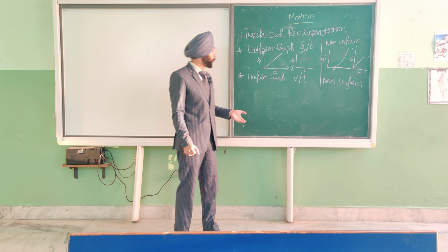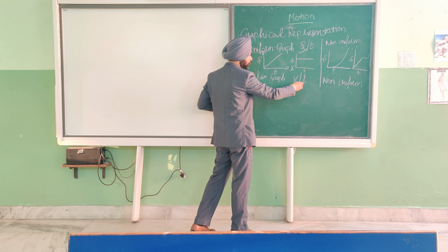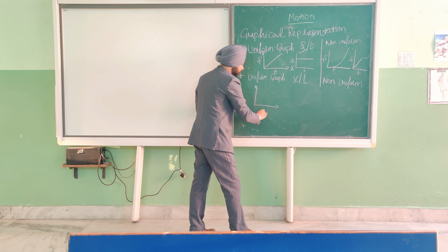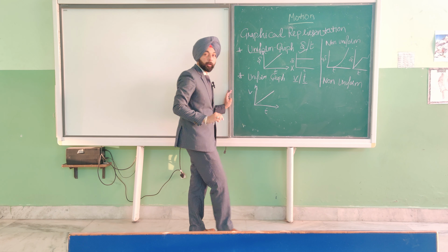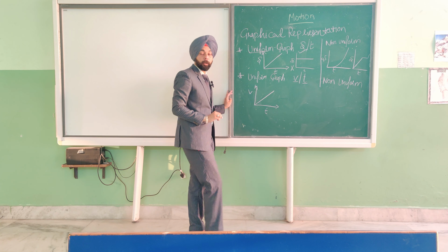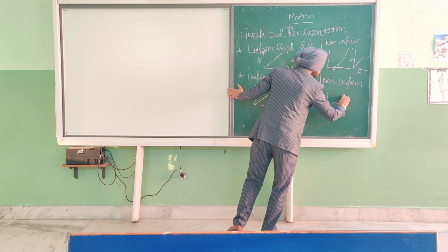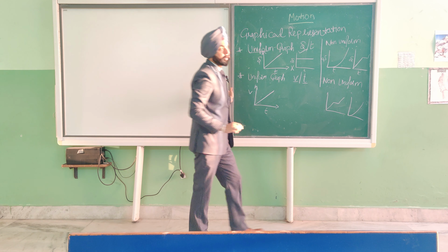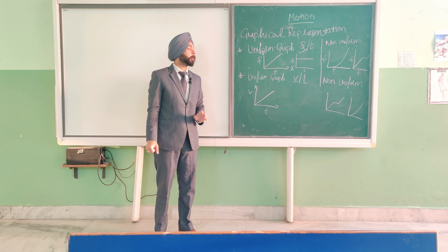If I talk about a uniform graph of velocity versus time, then time is on the x-axis and velocity is here, and the graph is a straight path. If I talk about uniform and non-uniform, it means this type and this type. So these are the graphical representations for the motion.